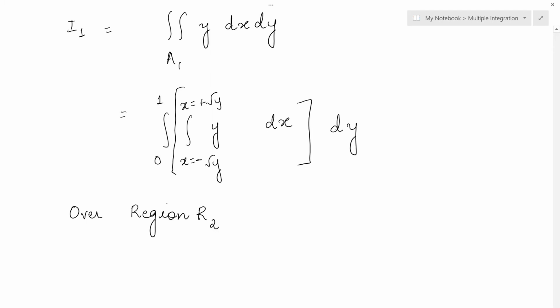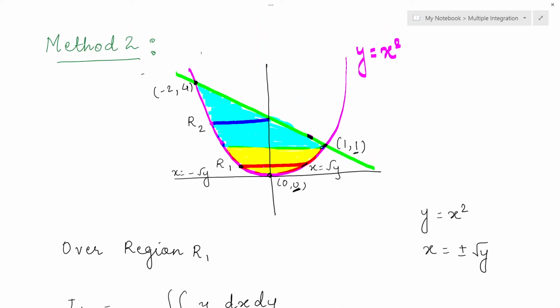Over the region R2, look at the region which is shaded in blue. Here the strip is touching the pink curve. What is the pink curve? Here we saw it is minus root y. And here it is touching the green line.